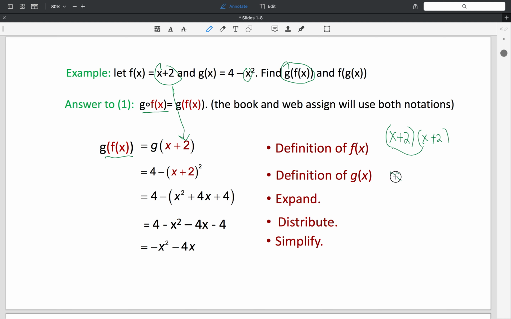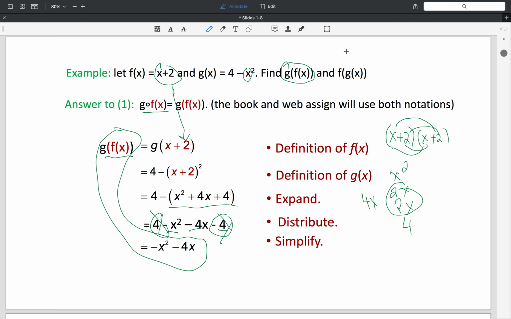I get my x squared. I multiply x times 2, I get 2x. I multiply 2 times this x, and I get 2x again. And then I multiply 2 times 2, I get 4. So I get x squared and 4x and 4. Okay, and then I distribute, so I get a minus. Everything becomes a minus. That and that cancel, and I'm left with minus x squared minus 4x. So that's what that equals.